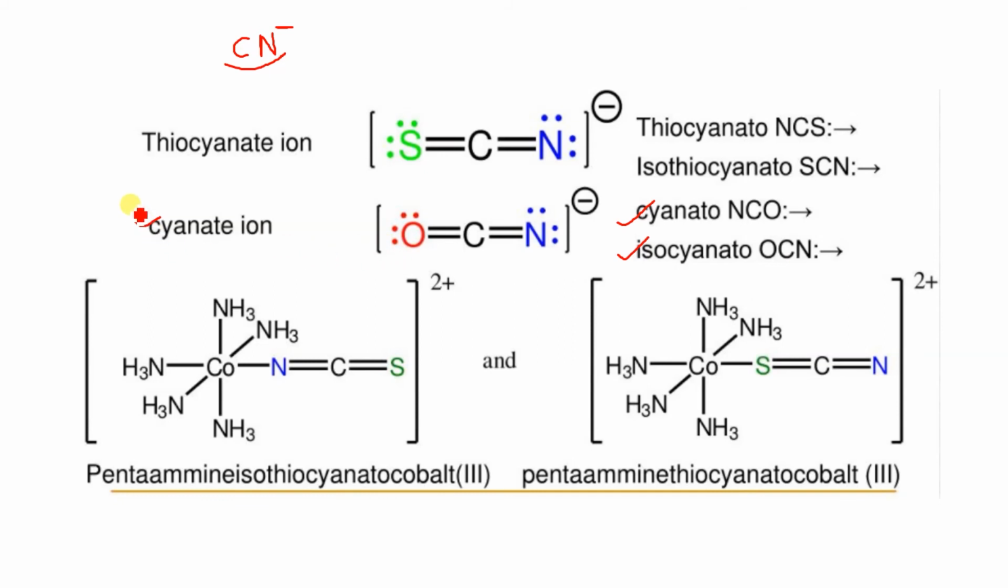Like 10% chances for this. So these are the 3 which I have told you, that is the important one. So you have to be careful with this. This is NCS and SCN, as I told you.